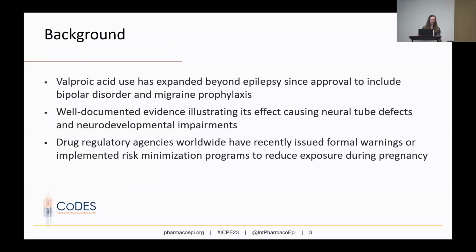In terms of background, as we just heard, valproic acid was originally approved for epilepsy, and then its use expanded. So now it includes migraine prophylaxis as well as bipolar disorder. There's a lot of evidence to show that it's a teratogen. We see neural tube defects, we see neurodevelopmental defects. As we just saw, a lot of regulatory agencies across the world have put in place new warnings and new risk minimization programs to reduce this exposure in pregnancy.